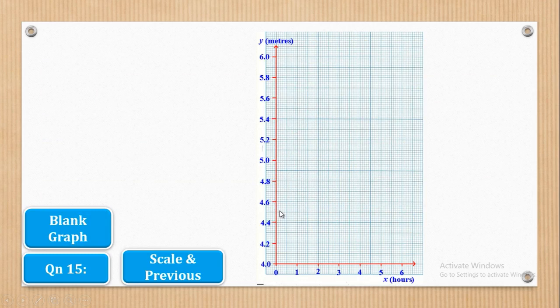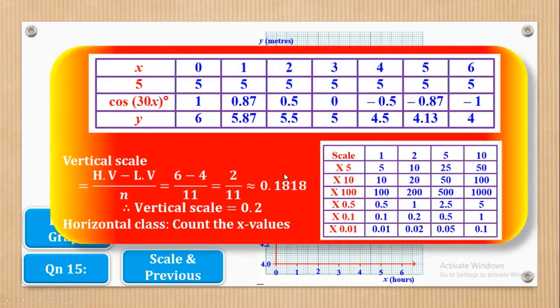So now that we have finished that, we have to remember our table, so we are going to put corresponding values. When x is 0, y is 6. When x is 1, y is 5.87. When x is 2, y is 5.5. When x is 3, y is 5. When x is 4, y is 4.5. When x is 5, y is 4.13, and when x is 6, y is 4. So we are going to plot all those points.